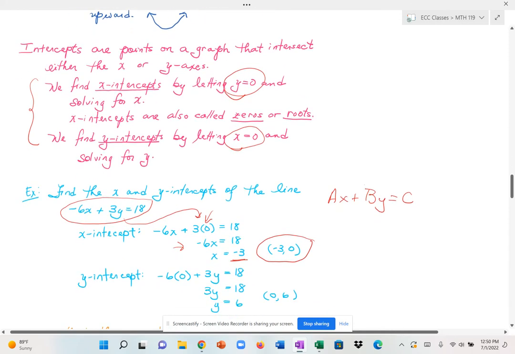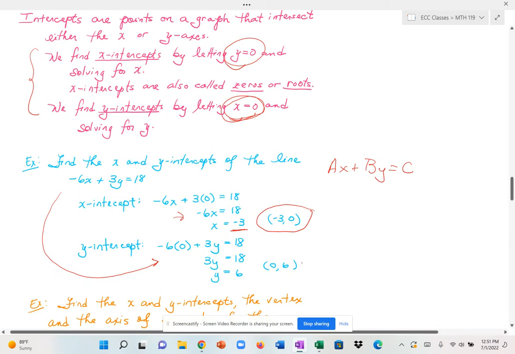To find the y-intercept, then I'm using this part of the definition, replace the x with 0. So again, plugging into that equation, I have negative 6 times 0 plus 3y equals 18, which leaves me with 3y equals 18. Divide both sides by 3, you get that y is 6. So when x is 0, your y is 6. So that is your y-intercept.